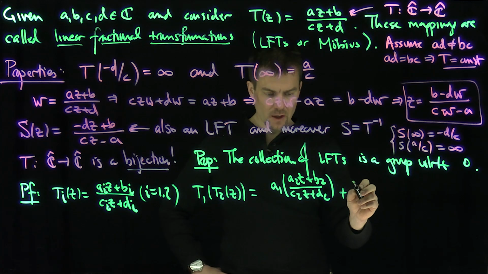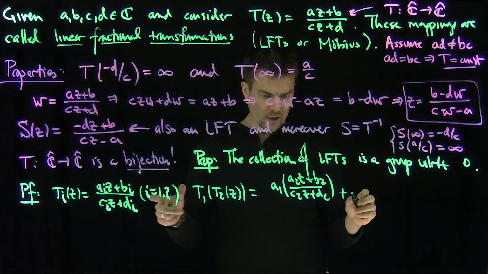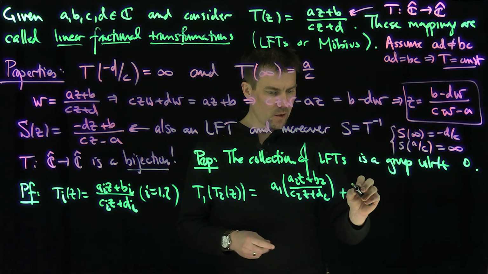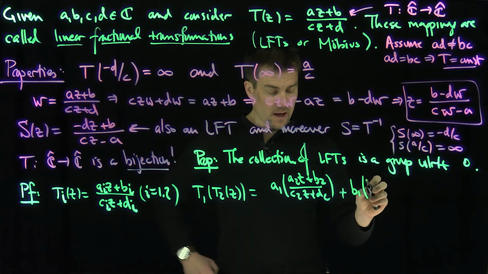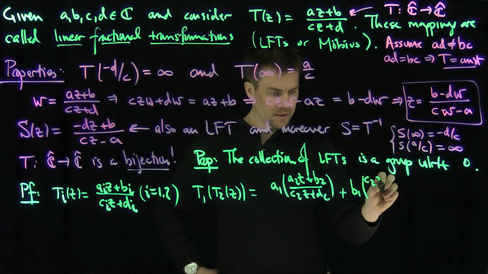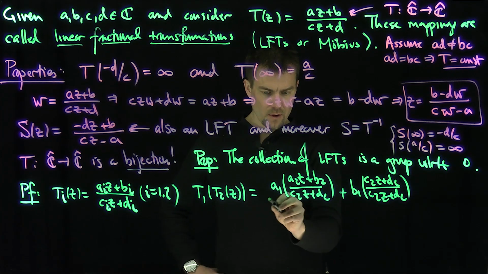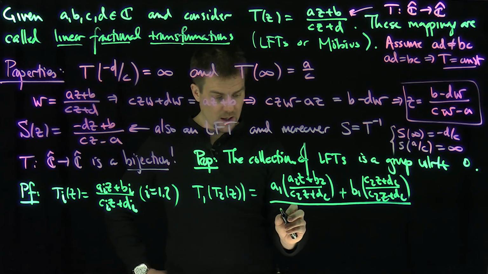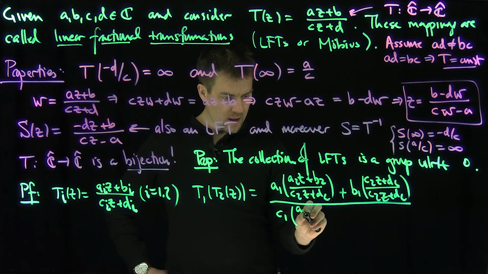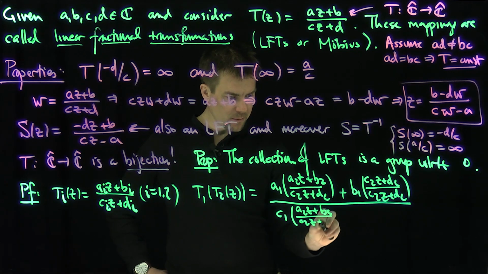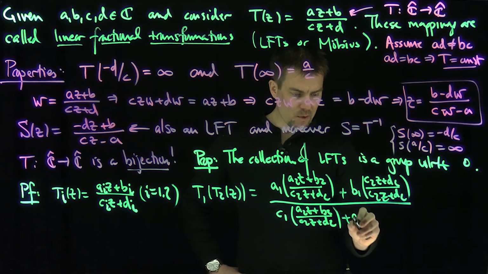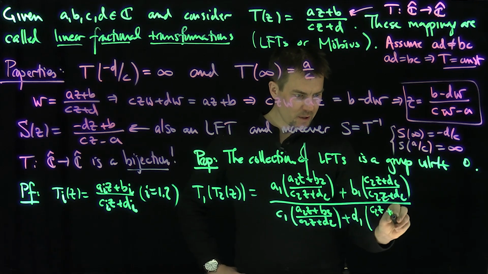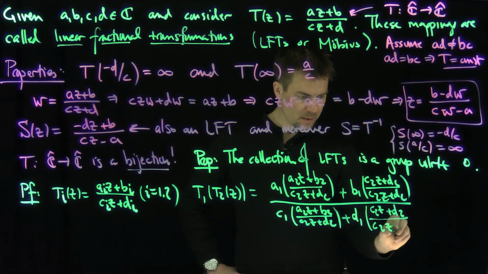b1. Now, with the b1, what I'm going to do is fill in this thing over here. So it's going to be b1 times (c2 z plus d2 over c2 z plus d2), all divided by c1 times (a2 z plus b2 over c2 z plus d2), plus finally d1 times (c2 z plus d2 over c2 z plus d2).